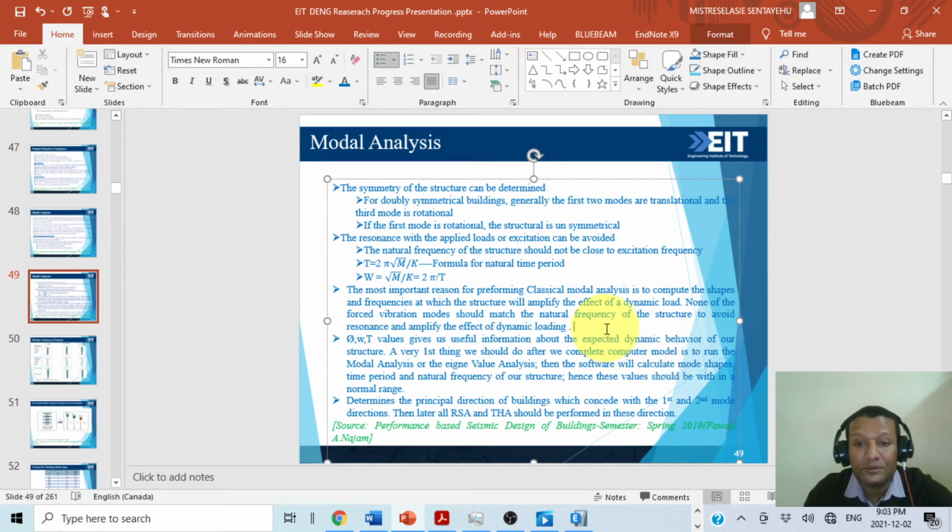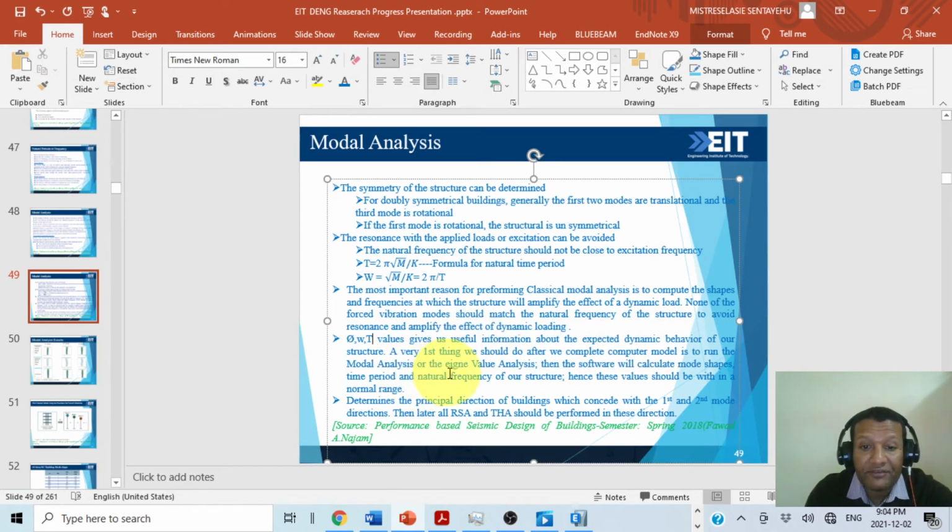So once we know that there are local modes or any loading, if the forced frequency or anything matches the natural period and time, then we have a danger of resonance. So this phi means the mode shape, and the natural frequency and period values give us useful information about the expected dynamic behavior of our structure.